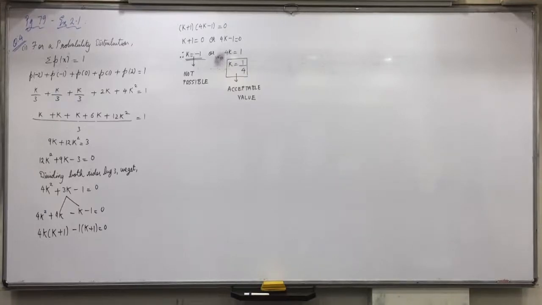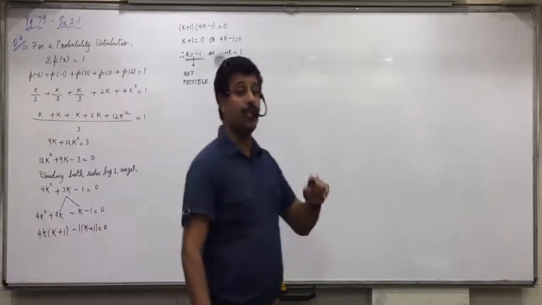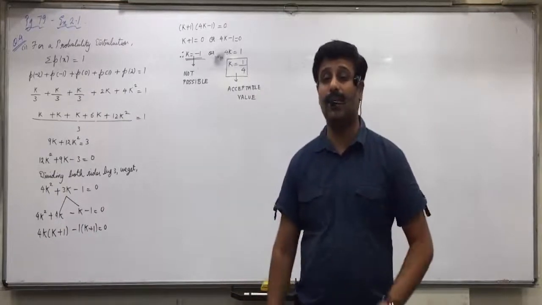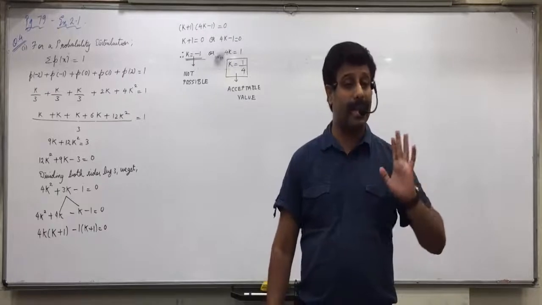Second, what is asked is to find the variance of the distribution. Now, variance I discussed yesterday, the concepts mean and variance. What is the formula of mean? E(X) equals sigma x into p(x), and variance V(X) equals sigma x square p(x) minus E(X) square.